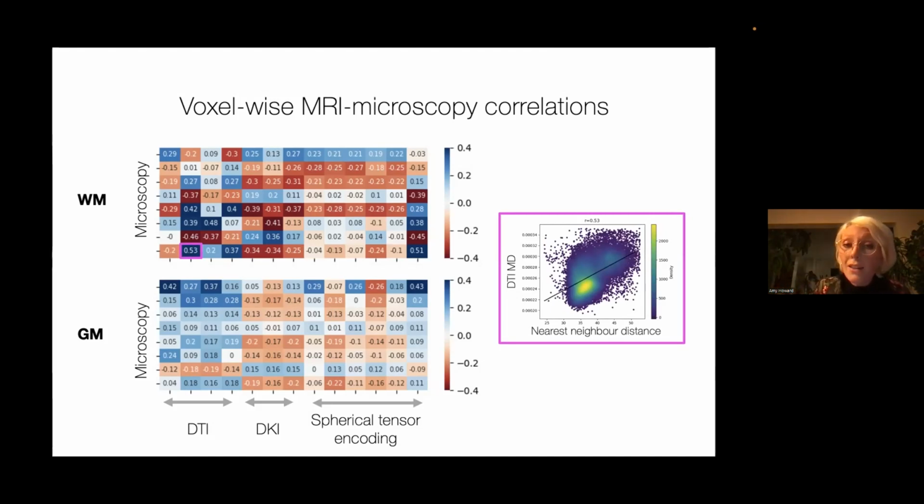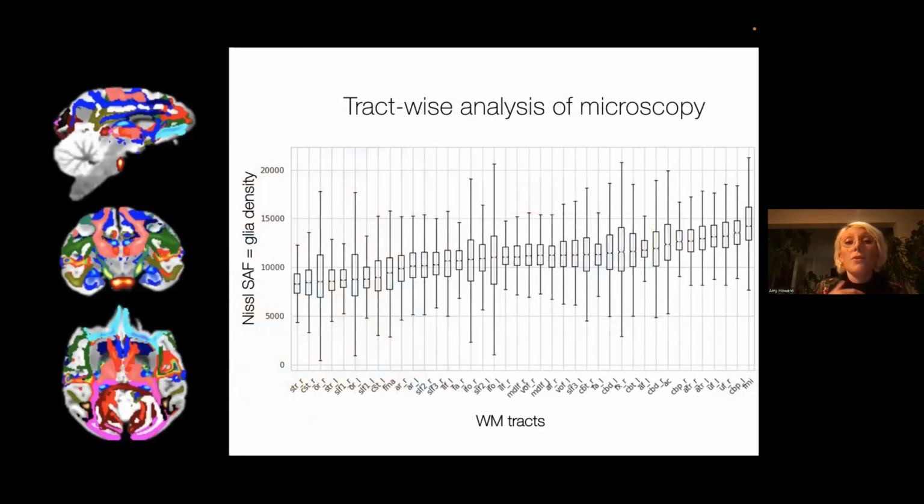But we can also ask if there are other interesting axes. So for example, I can run tractography to define different white matter tracts. I can then plot the Nissl stain diffraction, which we can interpret as the glial density within the white matter across these different white matter tracts, where we see interesting variation across the brain. We can then ask, does MRI show similar patterns?